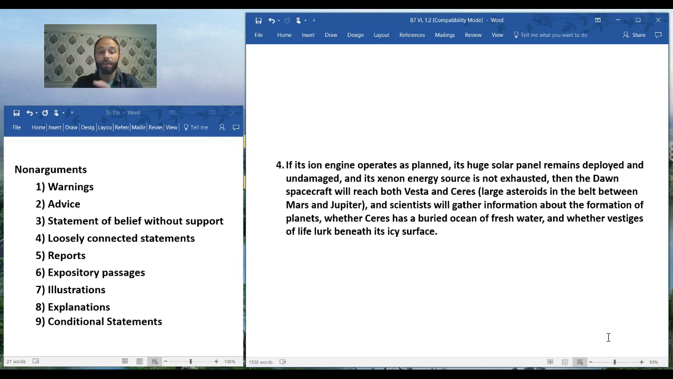There'll be examples like this in the homework and on the test. You'll just get very long conditional statements where it says, if a number of things happen, then a number of other things will happen. And recall, this passage isn't saying either of these things will happen, but or any of these things will happen, but it is saying if the first group happens, then the second group will happen. So this is going to be a conditional statement and a non-argument.